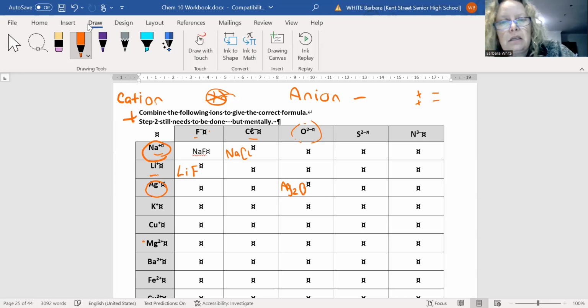Magnesium's 2+, sulfide is 2-. 2 pluses, 2 minuses, they'll neutralize each other. So it's just magnesium sulfide, MgS.